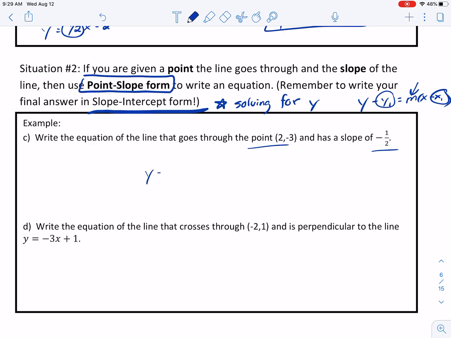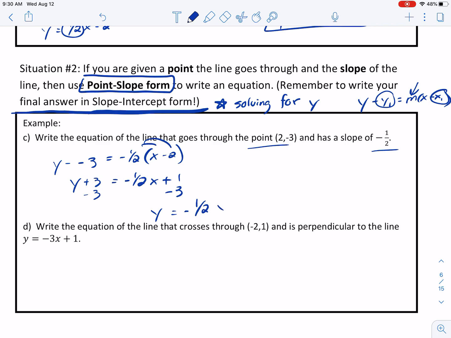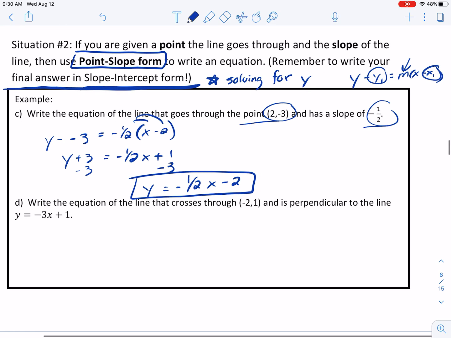So when we plug in our y1, we have y minus -3 equals -1/2 times x minus 2. Don't forget, a negative times a negative becomes a positive, so this becomes y plus 3. Distribute that -1/2 to both terms, because we want our final answer in slope-intercept form. Move the 3 over. This is the solving for y part: y equals -1/2 x minus 2. And we have the equation of this line going through the point (2, -3) with a slope of -1/2 in slope-intercept form.